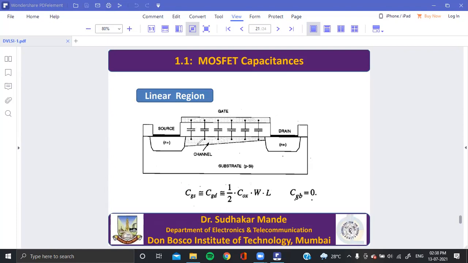This capacitance is equally divided in two parts. One part is between gate and source, and the other part is between gate and drain. That is half and half. While the gate to substrate capacitance here is zero, because there is no connection of gate with substrate in the linear region.